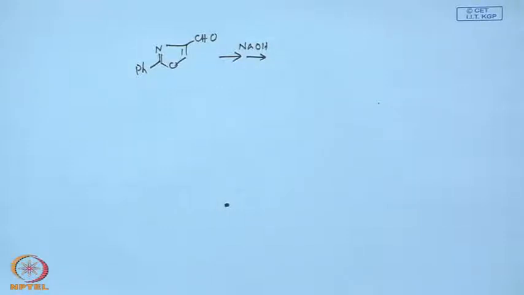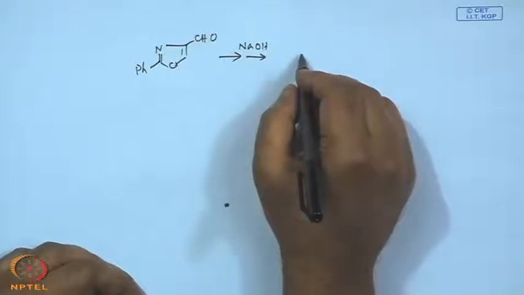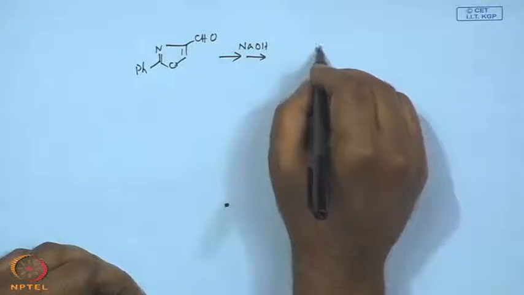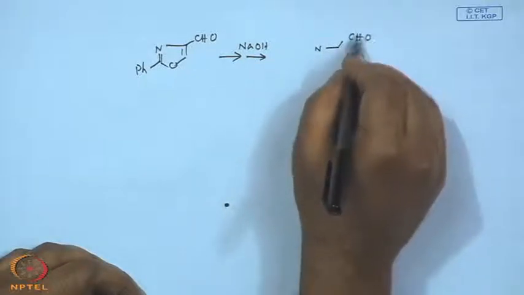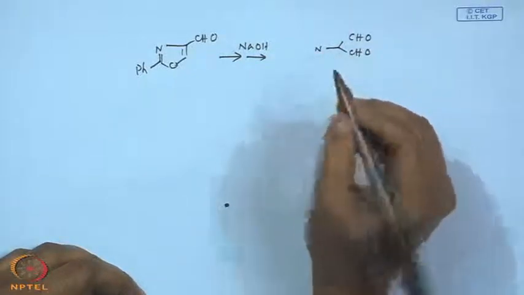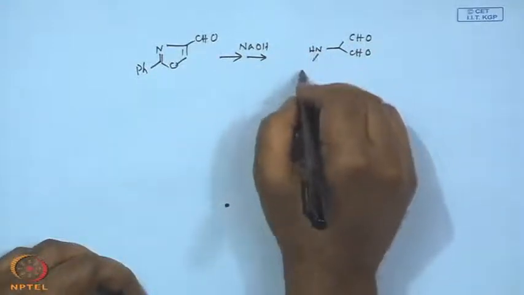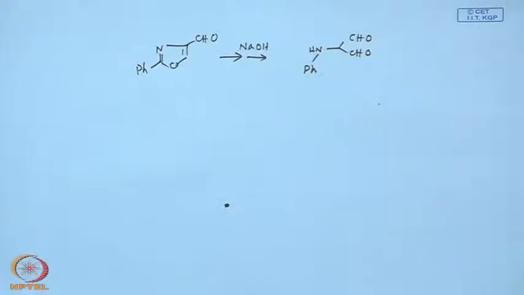And ring opens, the ring opening. This was discovered in 1949, and the product that is formed is CHO here, so malonaldehyde, basically you get the dialdehyde and NH and Ph.